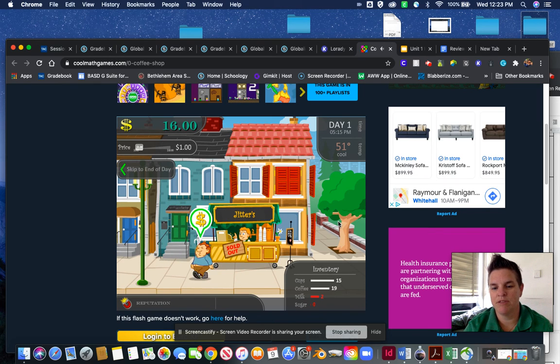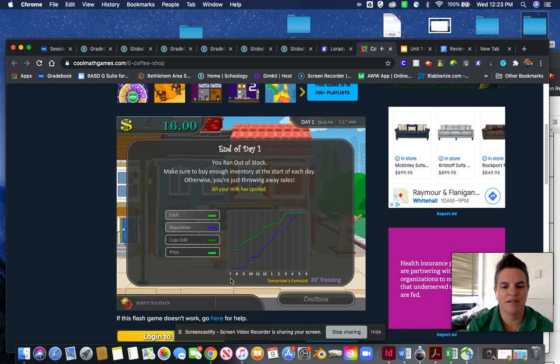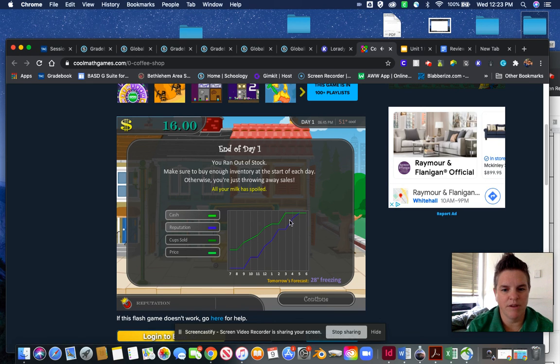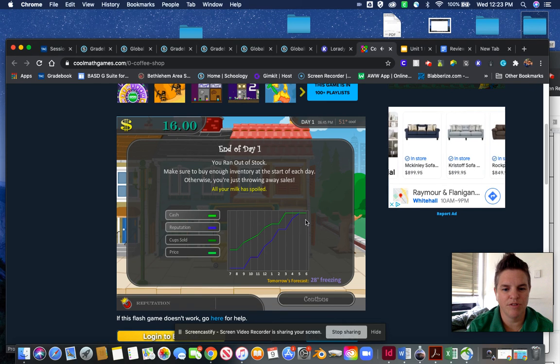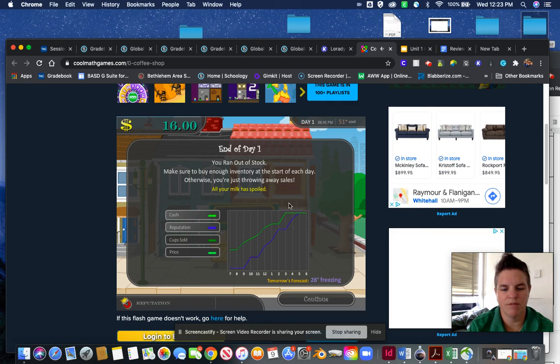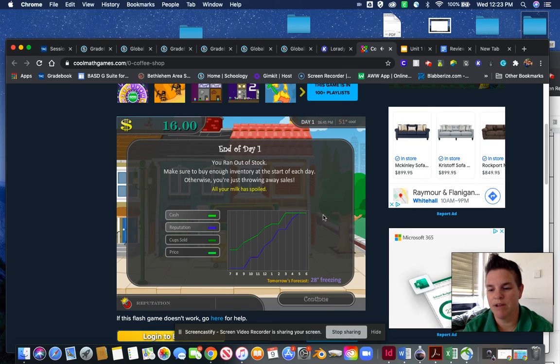So then I have to play 13 more times. So let's skip to the end of the day. My reputation is going up, which helps. And my prices were pretty good. So my cups sold. But I lost my milk, which wasn't much left. So I see tomorrow's forecast is freezing. So there's a couple different things that I might do to change it, but I'm not going to tell you. You have to figure it out yourself.